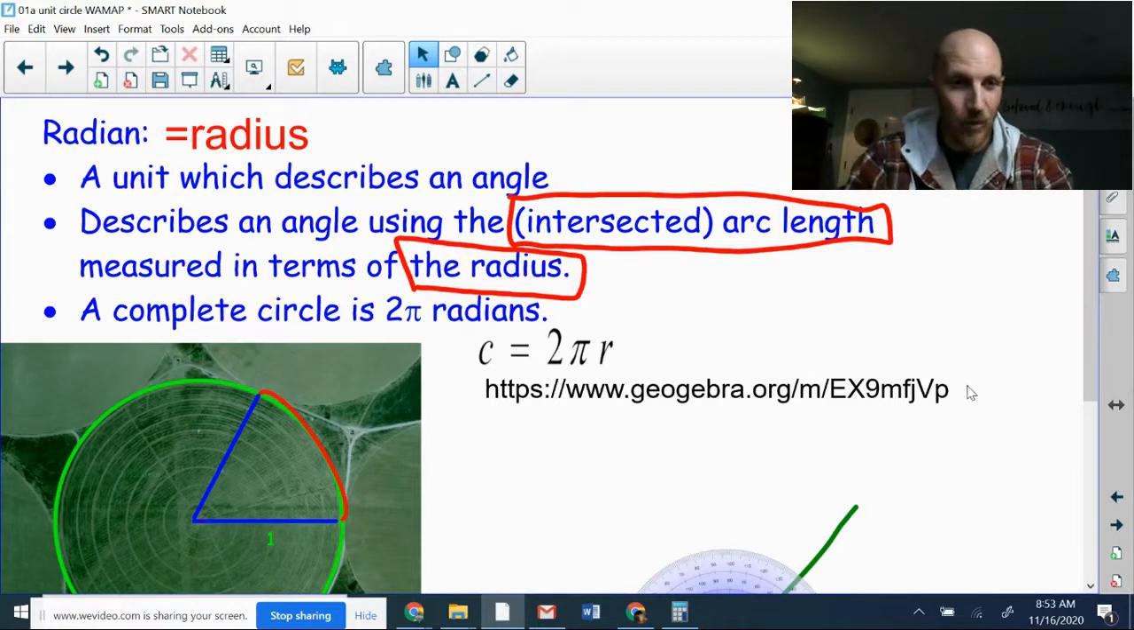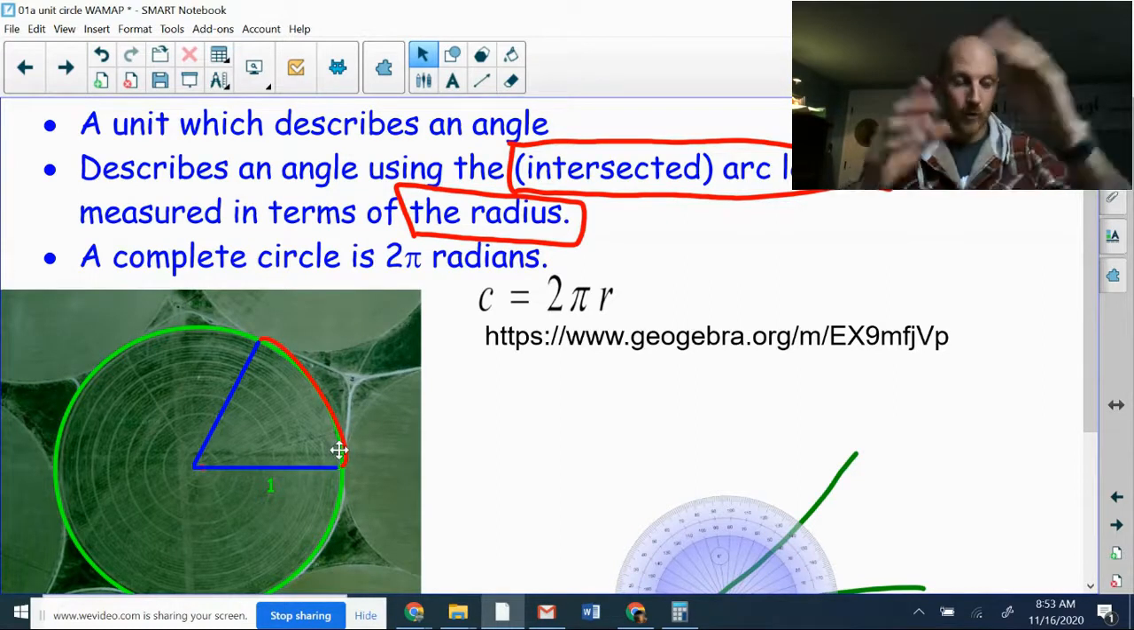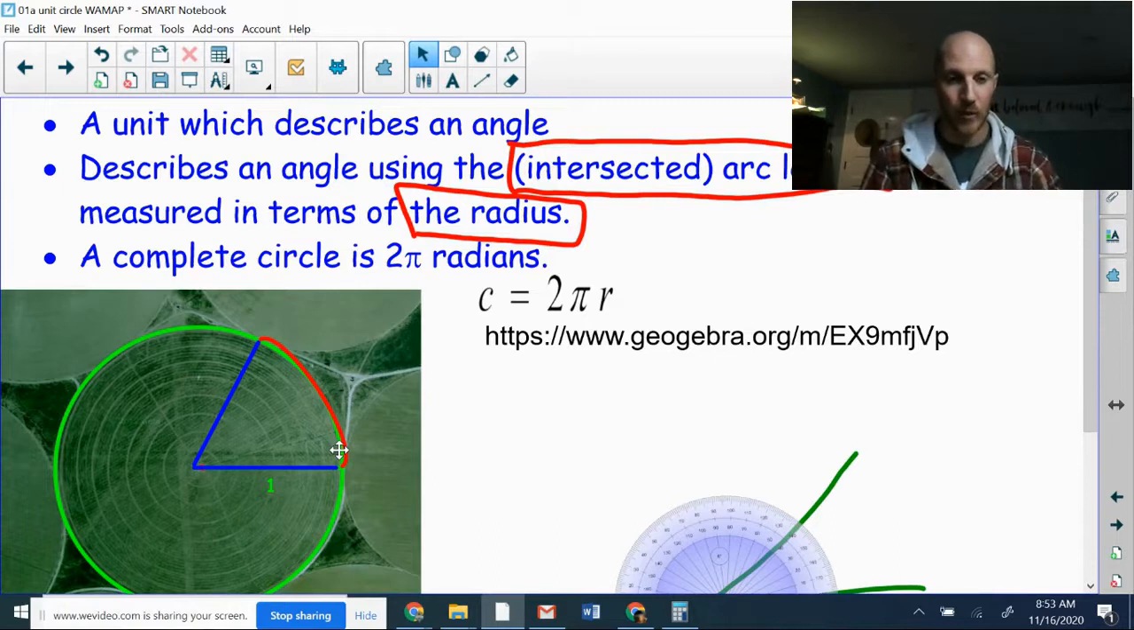It describes an angle using the intersected arc length measured in terms of the radius. Okay, so in my illustration here, there's an arc in red. There's the arc length. So around the circumference, you cut a piece of that circumference. That is called an arc. You learned about this in geometry class. The length of that we're going to describe in terms of whatever the radius is.